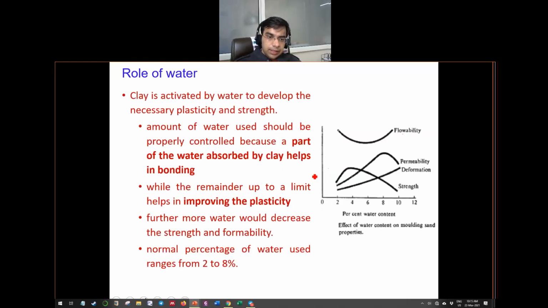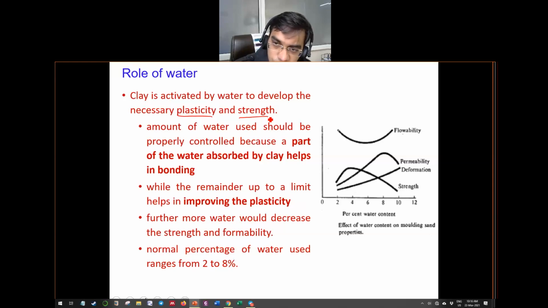Then you will see here the role of water. So water is basically primarily added to activate this clay. When you activate the clay, the clay provides the necessary plasticity and strength. Plasticity and strength are important to hold the shape even during handling and when the molten material is getting solidified. And the amount of water is also very important because you see here in this graph.